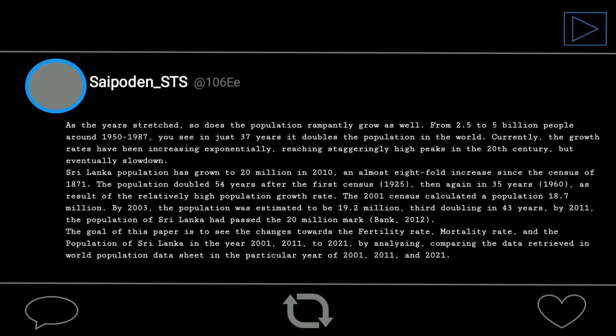The goal of this paper is to see the changes in the fertility rate and mortality rate in the population of Sri Lanka in the years 2001, 2011, and 2021, by analyzing and comparing the data retrieved from the World Population Datasheet in the particular years of 2001, 2011, and 2021.